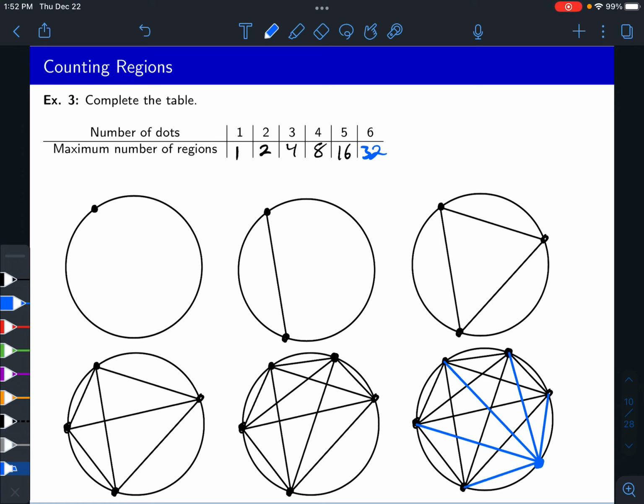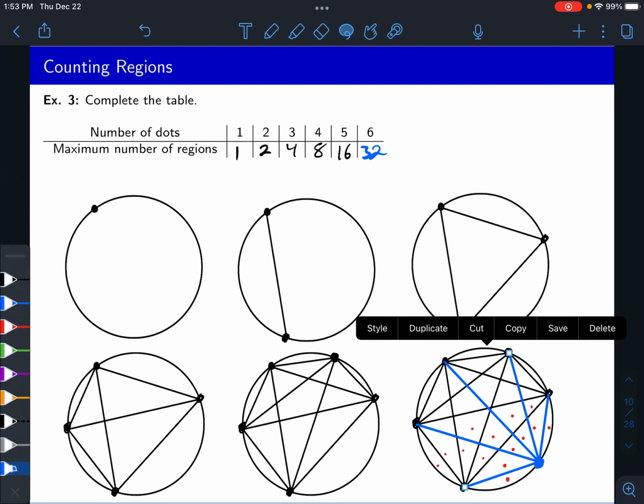So I'll draw this in blue just because it's getting pretty messy at this point. And then let's count. 1, 2, 3, 4, 5, 6 so far. 7, 8, 9, 10, 11, 12, 13, 14.